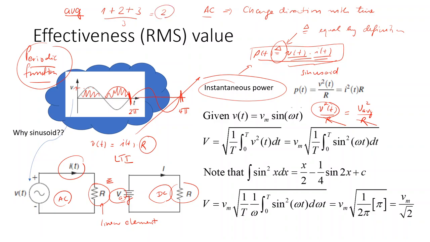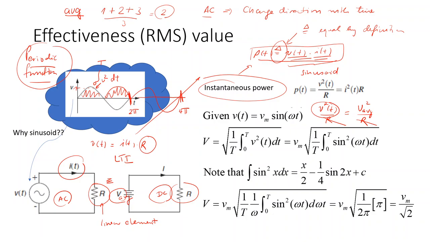So we use the same ideology of this average. We take the square root for the periodic function. We take the square of the original voltage waveform. Then this is the V square, right? And we must get the sum of the V square, so you integrate. So now you take the integral over the whole period, from 0 to T.